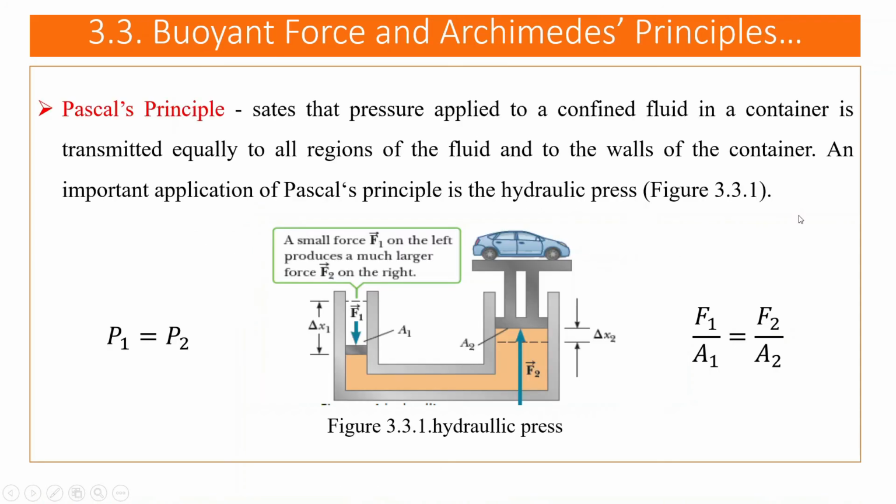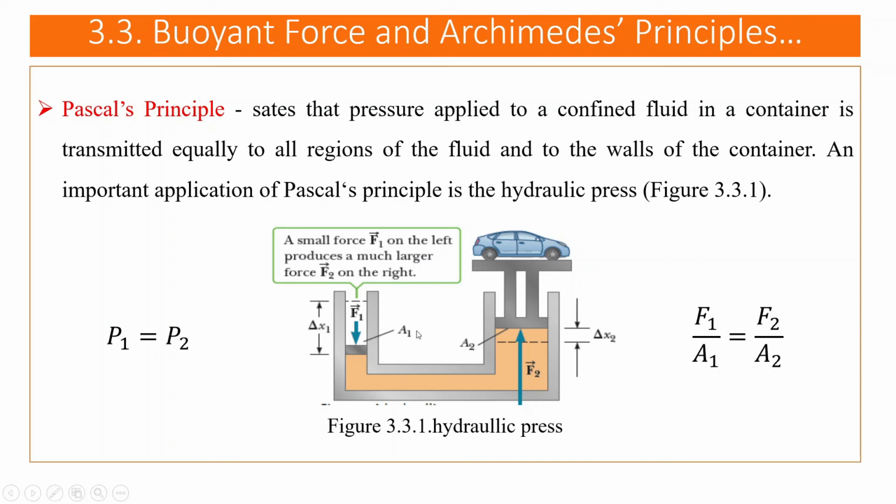Okay, let's proceed to the Pascal principle. It states that the pressure applied to a confined fluid in a container is transmitted equally to every region of the fluid and to the walls of the container. So whenever you check every wall of this container, you'll get the same pressure. An important application of the Pascal principle is the hydraulic press, as we have seen in this diagram and the previous diagram. It is the best example of the hydraulic press.